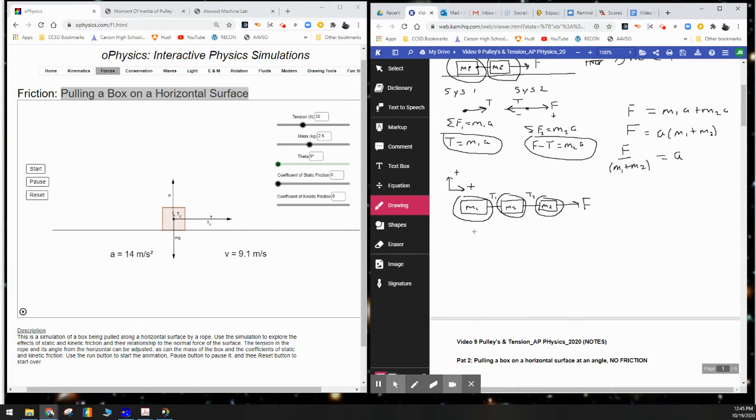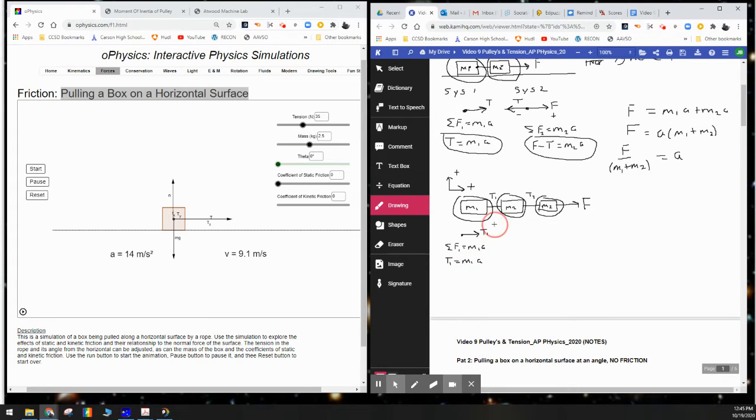Okay, so here, as I look at this right here, the only thing we have is a force going this direction, which is T1 in that direction. Therefore, the sum of the forces on system 1 is equal to M1A, and that gives us T1 equals M1A, like so.